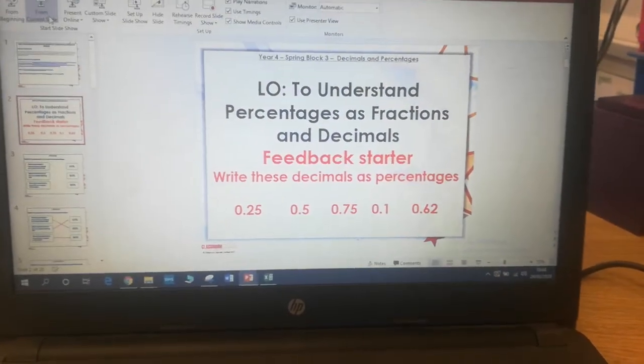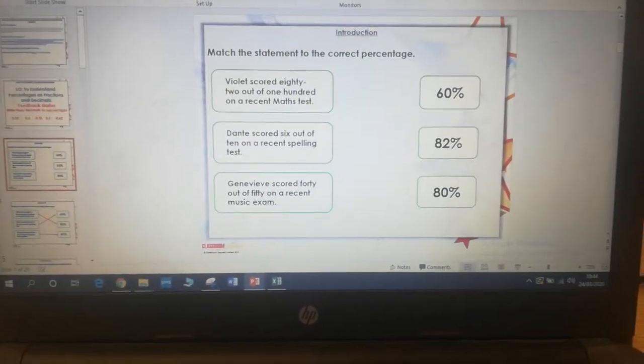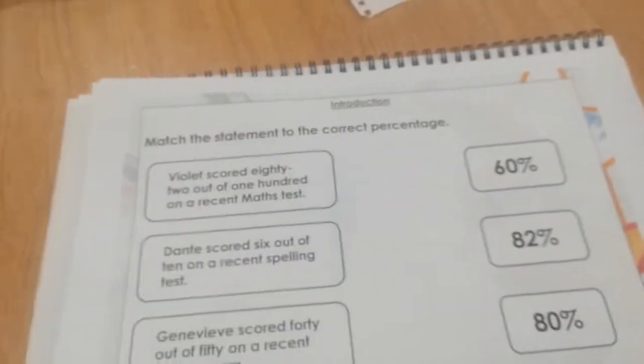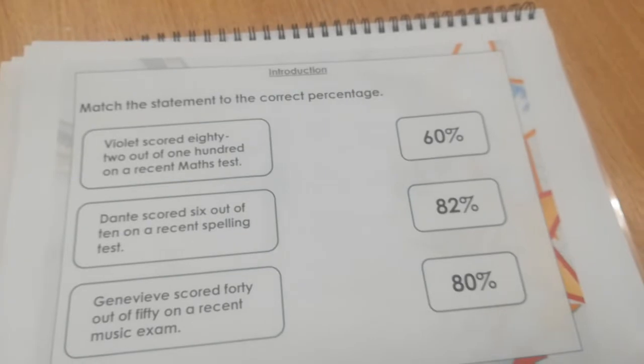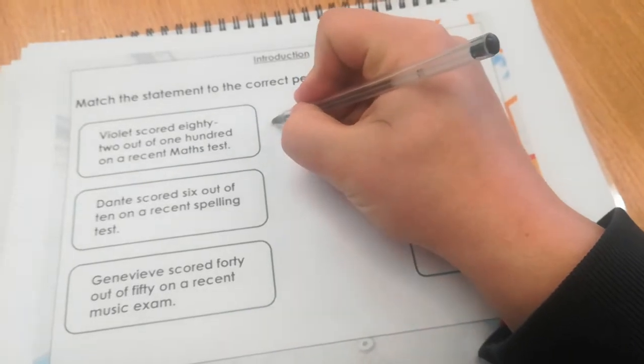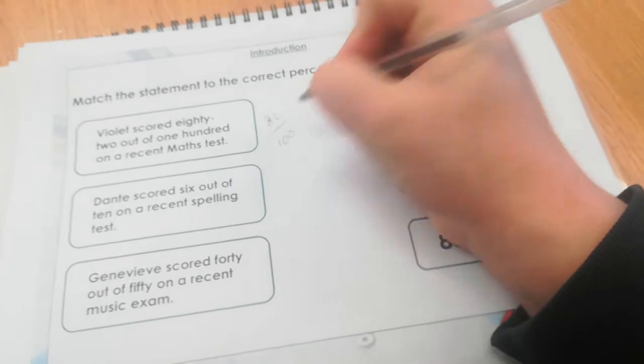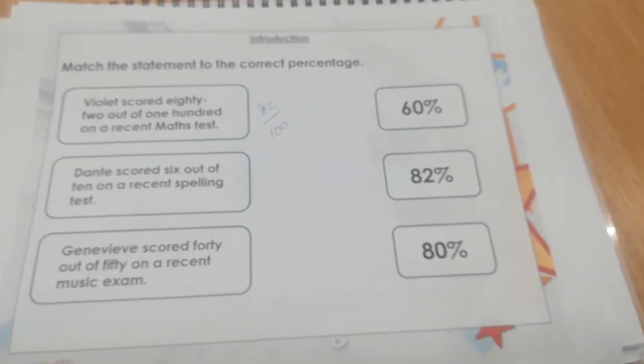Just some slides that I want you to have a look at to start with. Right, the introduction page. We're going to go through this together. You need to match the statement to the correct percentage, and it is over here. I have printed it off also. So, match the statement to the correct percentage. Violet scored 82 out of 100 in a recent maths test. So, 82 out of 100. What is that as a percentage?